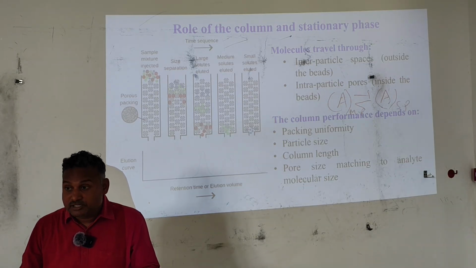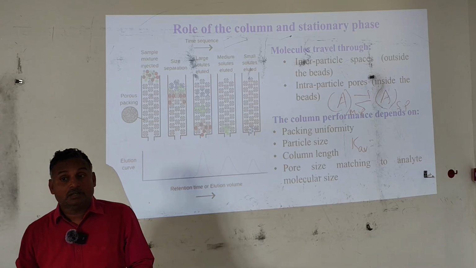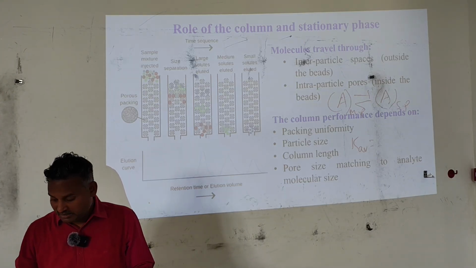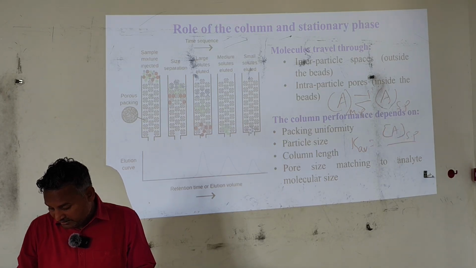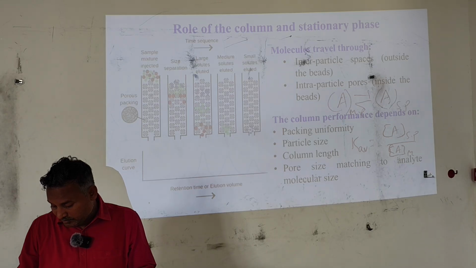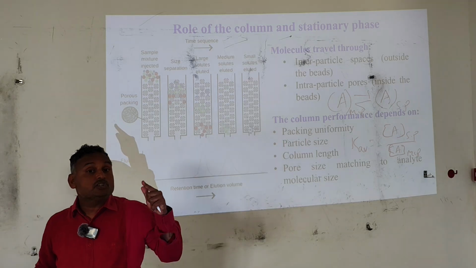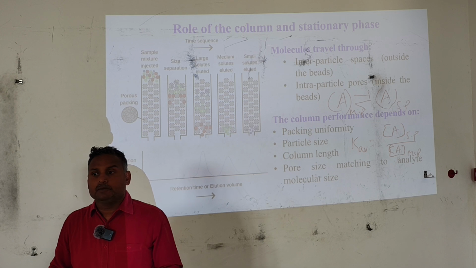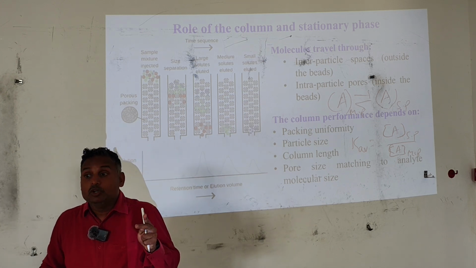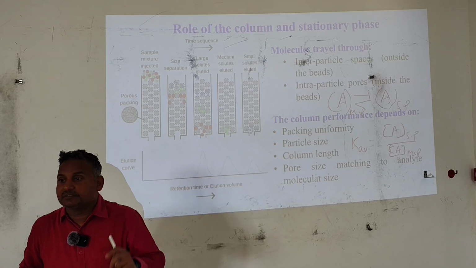And we can write a distribution constant for this equilibrium, KAV, or distribution constant, average distribution constant. Okay? That means the concentration of A in stationary phase divided by the concentration of A in mobile phase. This is a distribution constant. Distribution constants of different solutes are different. No two solutes present in the mixture will have the same distribution constant.